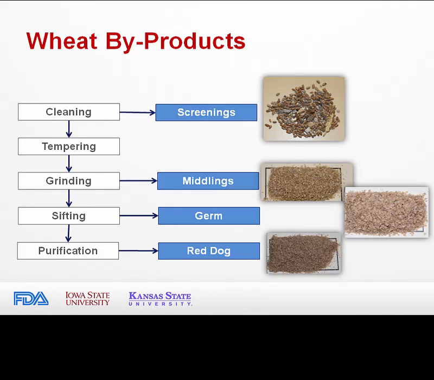Germ and red dog are also potential wheat processing byproducts, but are less common to the animal feed industry than screenings or midds. The germ is undeveloped embryo of the wheat kernel, rich in fat and protein, and usually is too expensive to use in animal diets. Meanwhile, red dog are the overs on the last sieve of the flour milling process. It is sometimes used as a pellet binder in animal diets, but is more often used in the pet food industry.